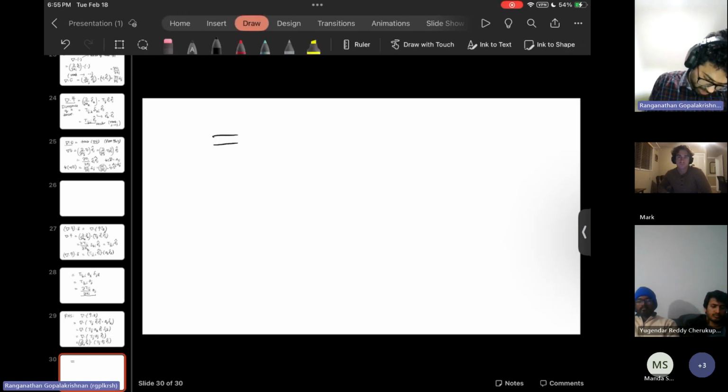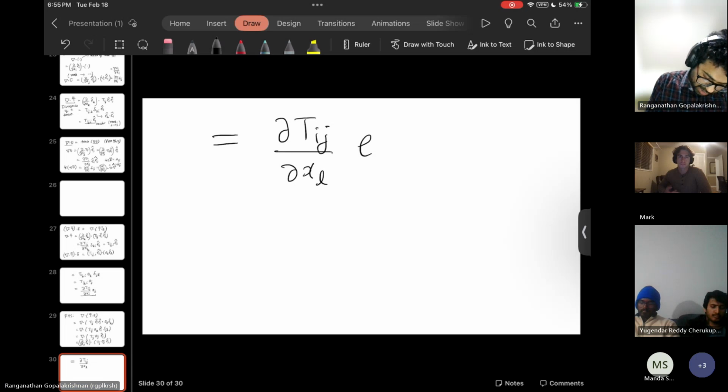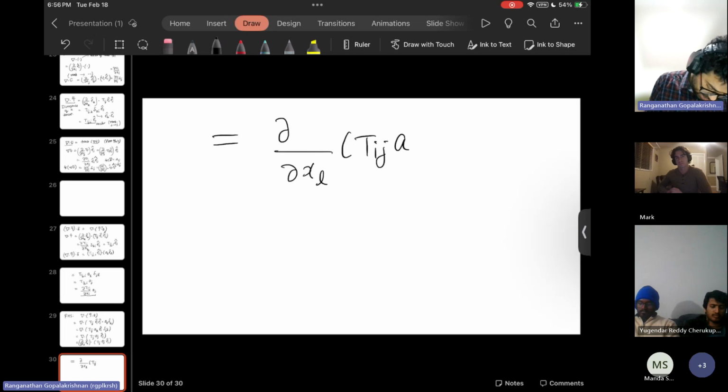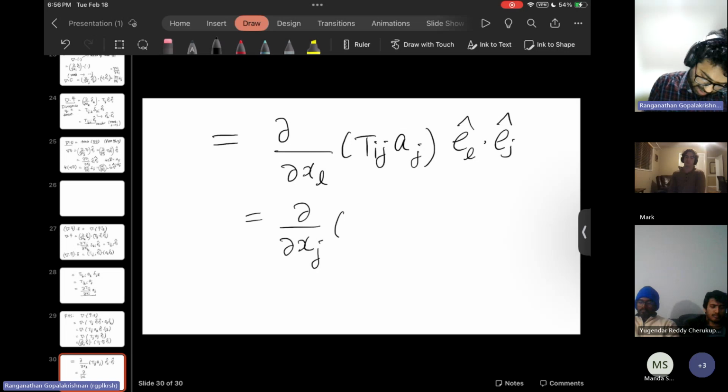So this is going to be partial T_ij with respect to x_l multiplied by e_l. I'm sorry. This is partial with respect to x_l of T_ij A_j multiplied by e_l dot e_i. So this is partial with respect to x_i of T_ij A_j.